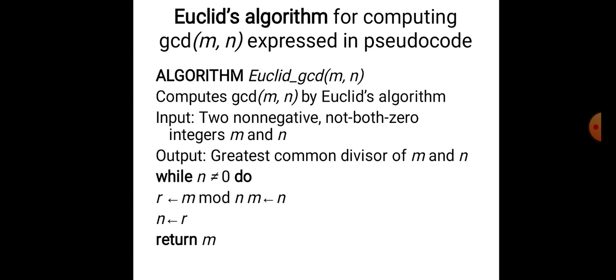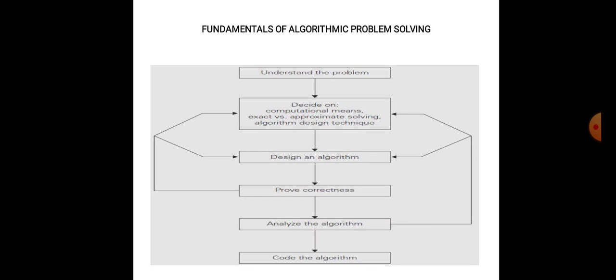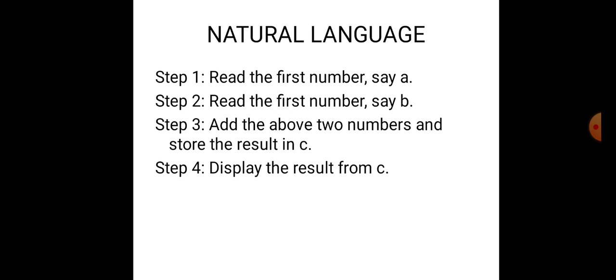Next we learn the fundamentals of algorithm problem design. First of all, you have to understand the problem. The second step is deciding on computational means, and exact versus approximate solving. The third is designing an algorithm. Next we have to prove correctness, then analyze, and finally code the algorithm.